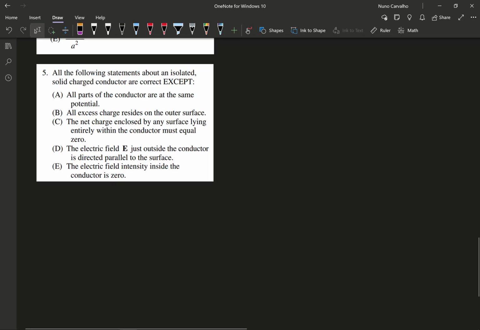Number 5, all the following statements about an isolated solid charged conductor are correct, except, well, let's draw what a conductor that is solid would look like. And let's just imagine it has a positive charge. It would maybe look something like this here. And so all the charges will be collecting up on the outer surface. This should be a familiar image to you.